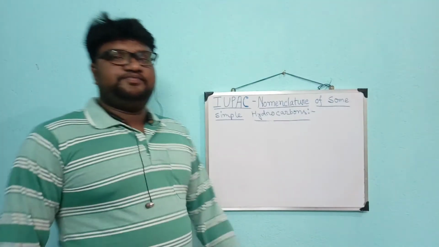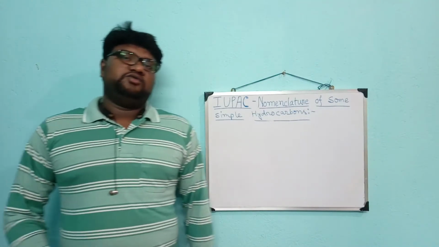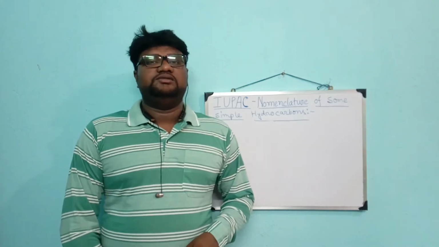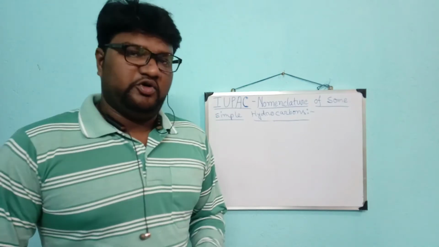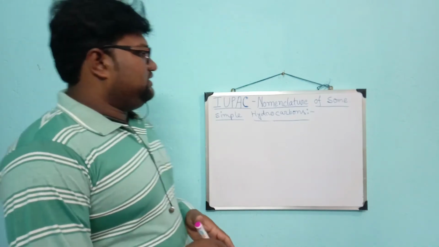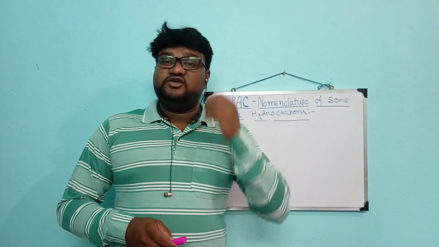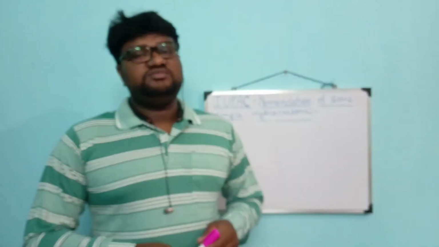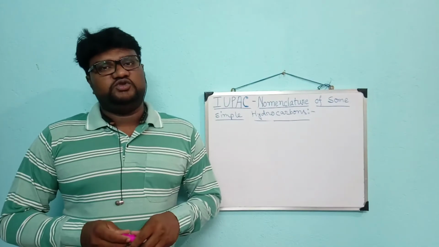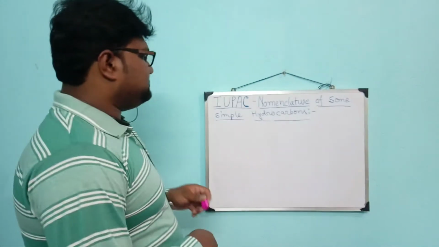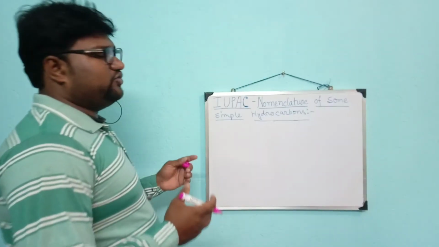Good morning, students. Today we are discussing the IUPAC nomenclature of simple hydrocarbons which are unsaturated with a triple bond. In our previous class, we mentioned that hydrocarbons which are unsaturated and saturated are named like that. So today we are discussing the triple bonded hydrocarbons.